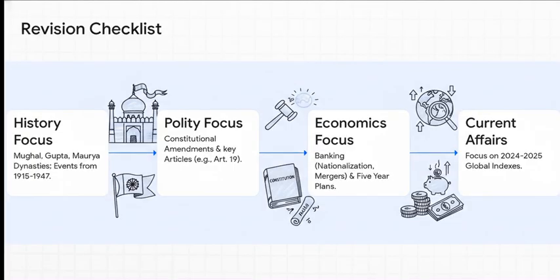For history, you need to lock down the major dynasties, Mughal, Gupta, and Maurya, and the key events of the independence struggle. For polity, focus on amendments and really go deep into those fundamental articles, like Article 19. In economics, banking and the 5-year plans are your top priorities. And for current affairs, just like we saw, you've got to master the recent global indexes. See? This isn't guesswork. It's a strategy based directly on the paper itself.